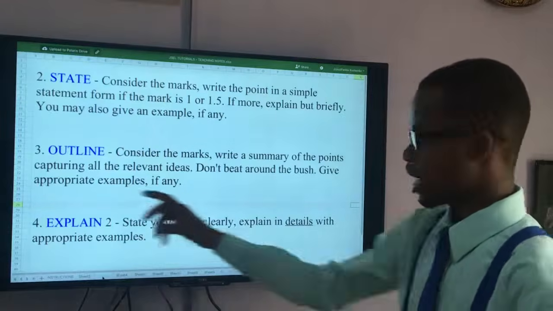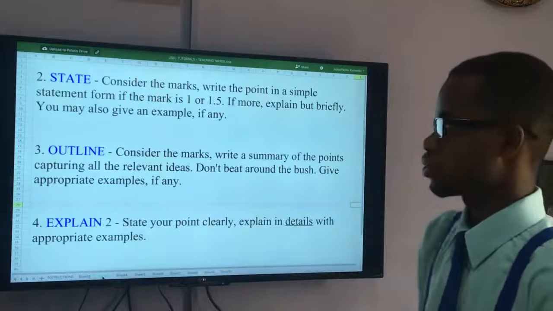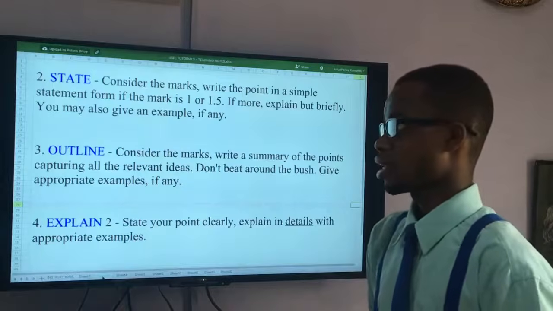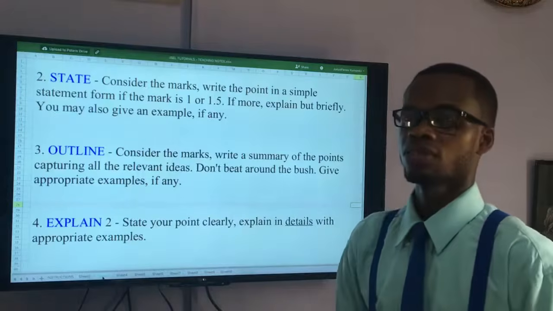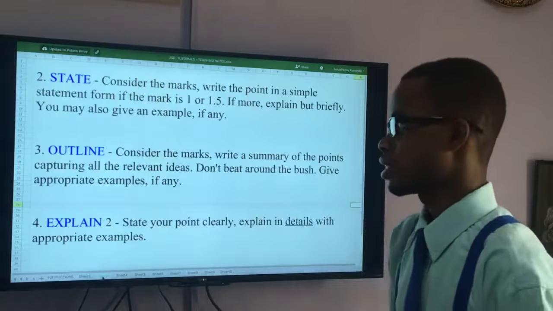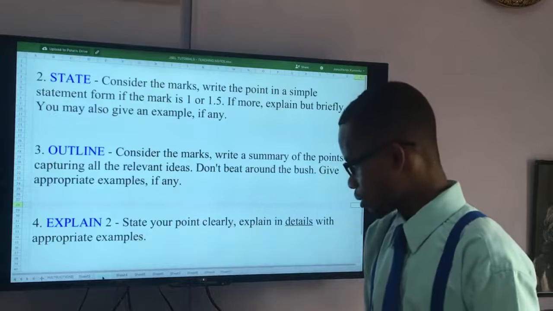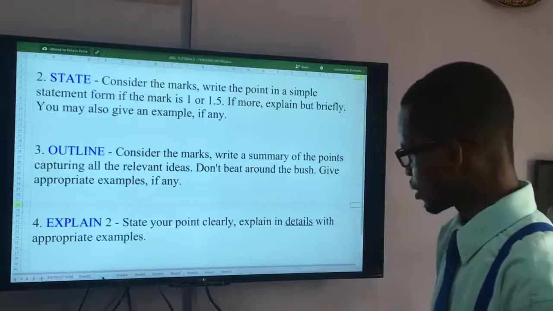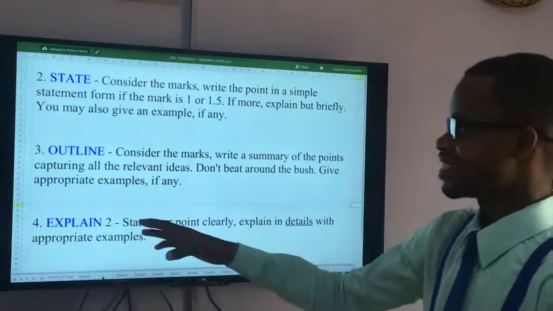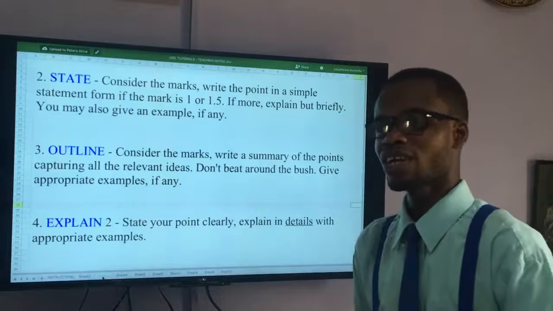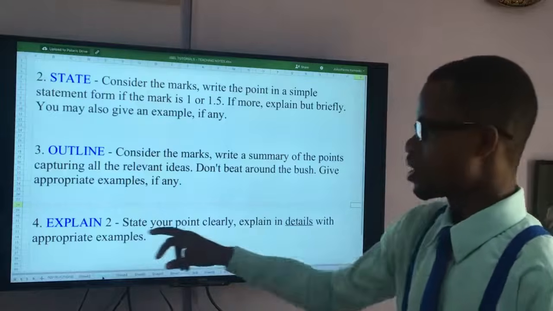So give appropriate examples, if any. That's what you do under outline. It's just like a state, but here you have to take note that you have to capture the relevant ideas. All right. Explain. State your point clearly. Explain in details with appropriate examples. Here, this is the second part of the explanation. This one is where you have a point and then you have to go further and explain. So state the point clearly.